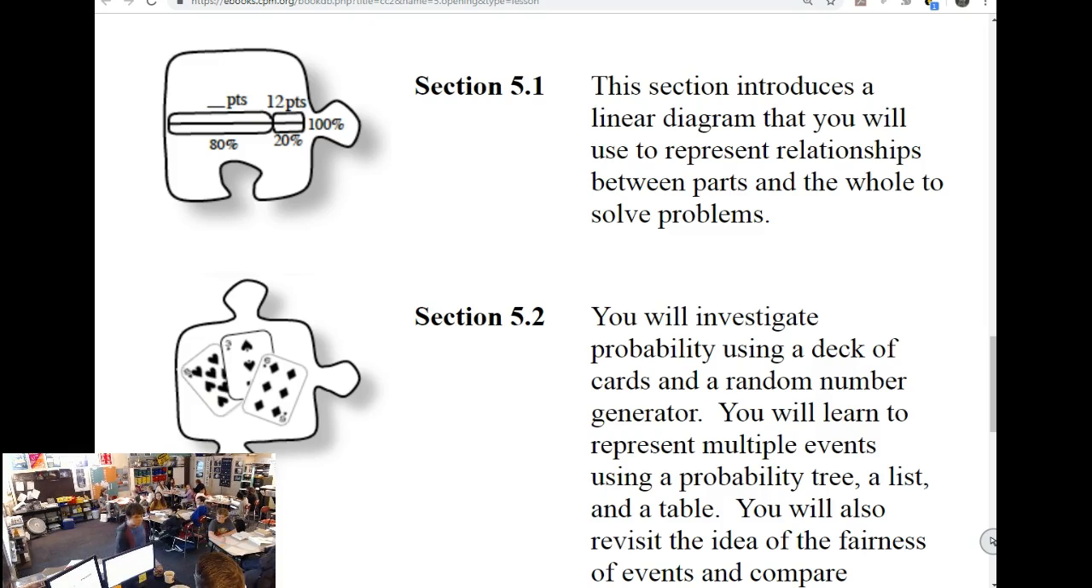Wait. Do you have a handout? It's up on the TV.